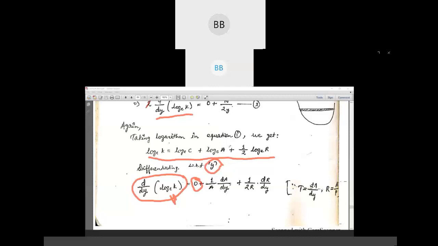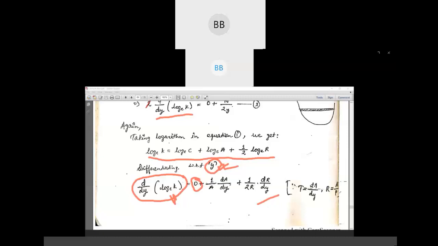Understood? If it is y, then we can directly write 1 by y. Here in this case, as this is not y, this is area. But area is a function of y, so when we are differentiating a, it will be 1 by a, but that a again we have to differentiate with respect to y, because here we are differentiating with respect to y. So this is just simple mathematics. So plus 1 by twice r, and again this r is a function of y, so it will be dr by dy.